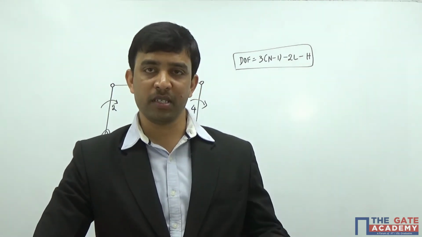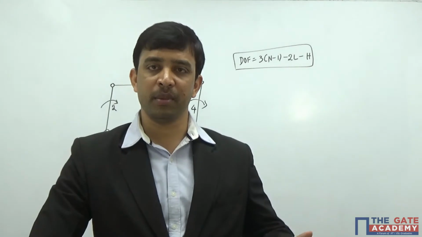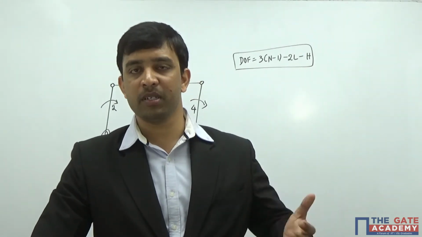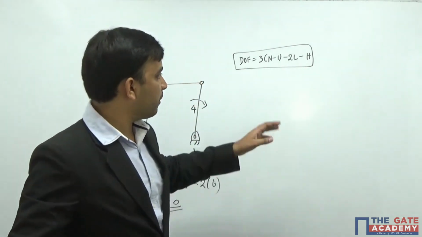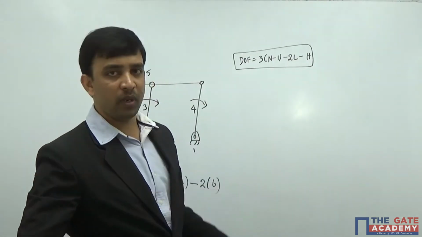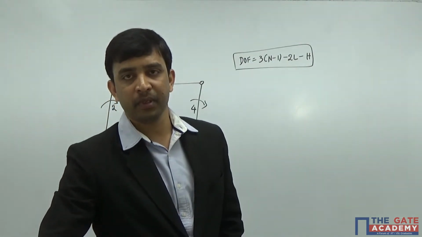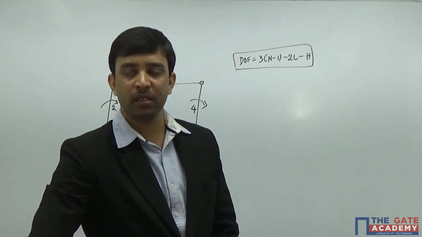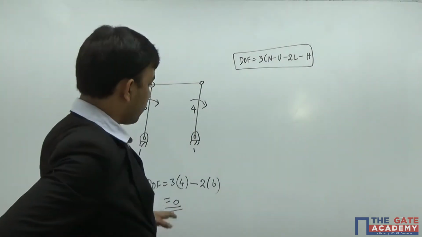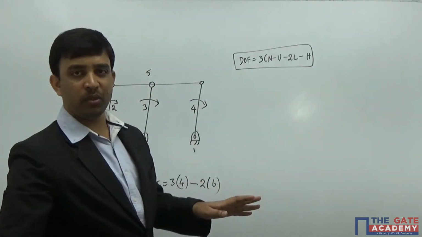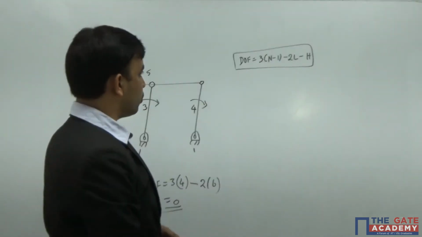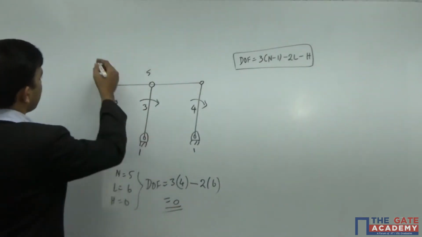Since he did not consider the geometry of links and other dimensional parameters of the links, Kutzbach's criterion will fail in a few cases. It will give some incorrect results in a few cases, and this is one such case. So there are two cases. One is case 1. I will be discussing these as cases.